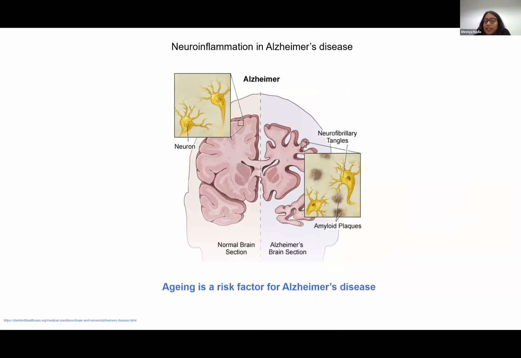Roughly 7 million people in Europe alone live with Alzheimer's disease, and these numbers are expected to rise. Typically, patients with Alzheimer's disease have amyloid plaques and neurofibrillary tangles. There's a lot of neurodegeneration as well as a lot of neuroinflammation. One of the biggest risk factors for the disease is aging.